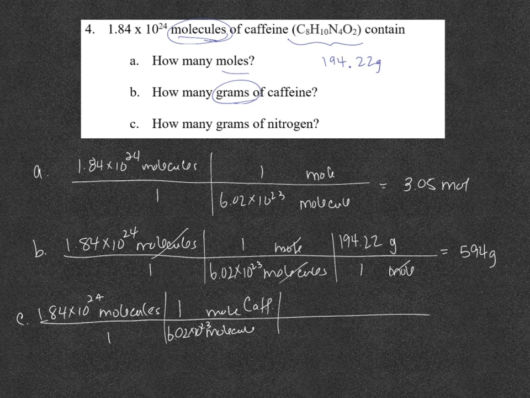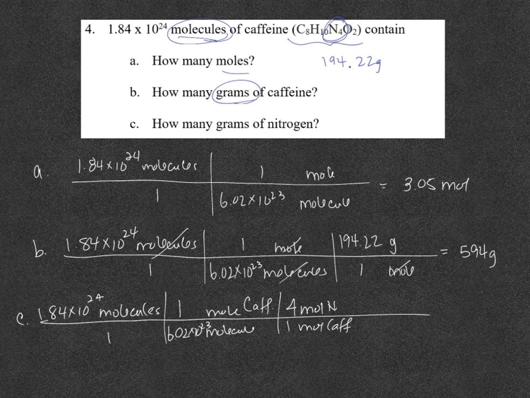Now that I'm at moles of caffeine, I can switch from moles of caffeine to moles of nitrogen, because I know there are 4 nitrogens per every 1 caffeine. So 1 mole of caffeine contains 4 moles of nitrogen. This now has allowed me to switch to talking about just the nitrogen.